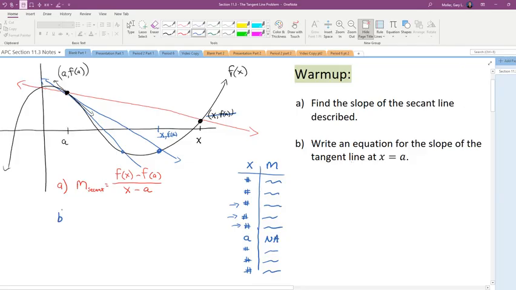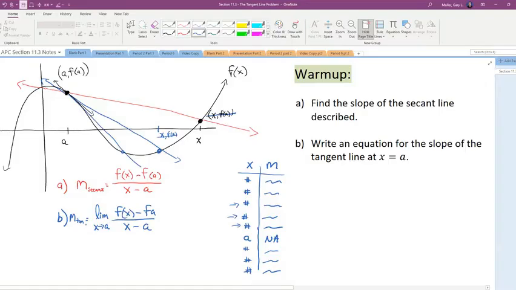So for part B, we still have the same statement, f of x minus f of A over x minus A. But then what do I want to have happen? I don't want x to be a different point. I want x to be A, which we know to be impossible. So all I'm going to do is say, let's look at the limit as x approaches A. And let's call this the slope of the tangent line. All right, hopefully that makes perfect sense.